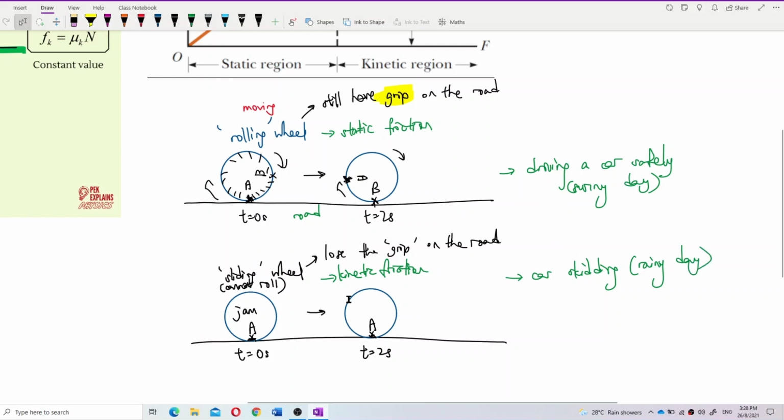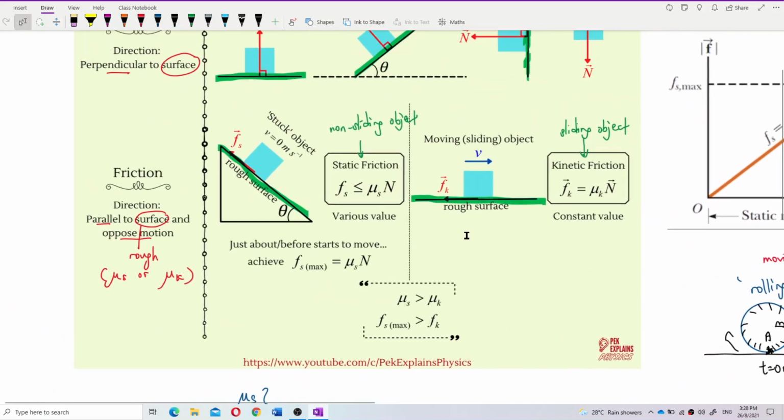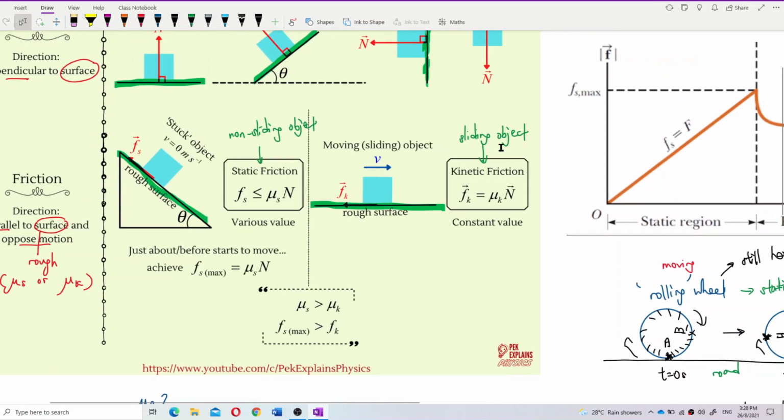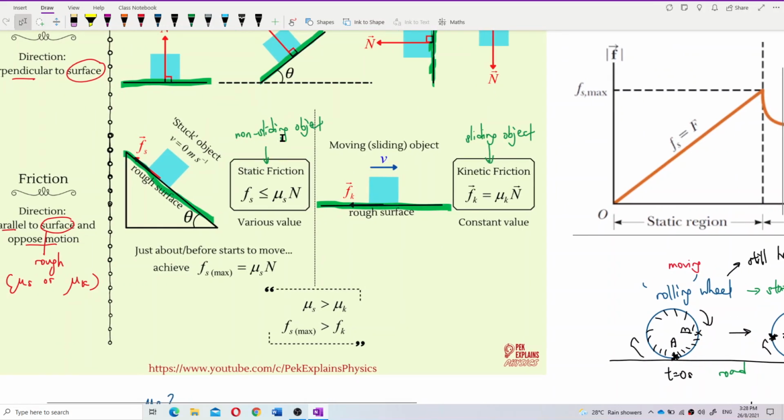This one is experiencing kinetic friction because the wheel cannot turn and the same point slides across the road, the same point, you see. So effectively this wheel has already lost grip on the road. So this experiences kinetic friction. Okay, so this is one example about non-sliding and sliding objects. So don't say that non-sliding means the object is not moving. No, it's just non-sliding.